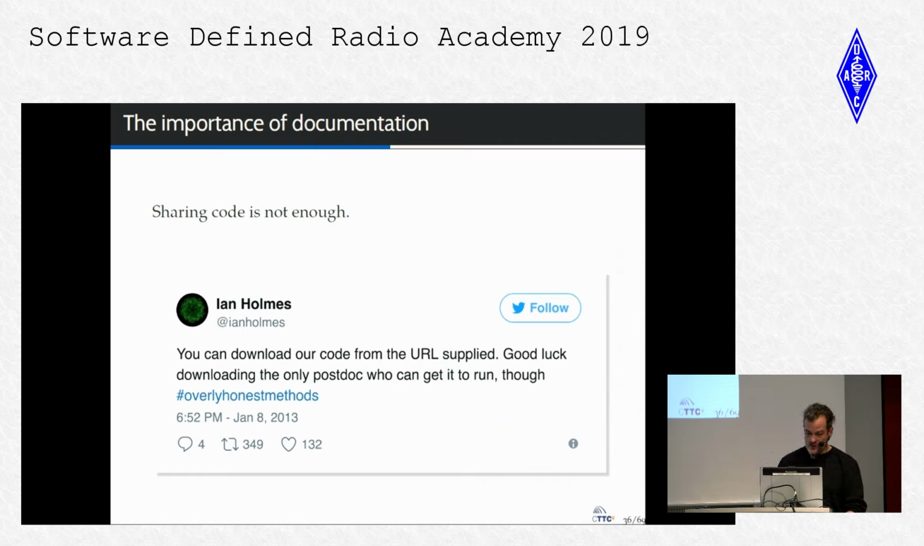So the documentation is very important. This tweet expresses quite well a typical problem with software in academia, in which you can download the software, but sometimes you need to download the postdoc student that is the only guy that can make it work. So this is something that we wanted to avoid from the beginning. This is why we are putting quite an effort into the documentation.